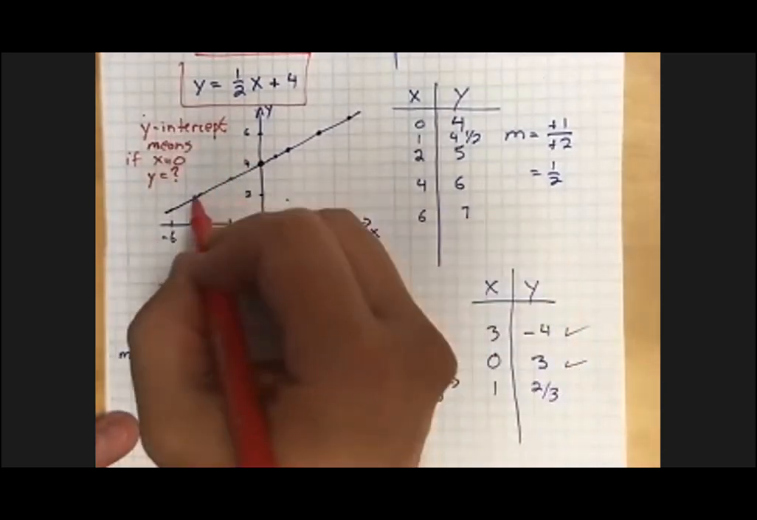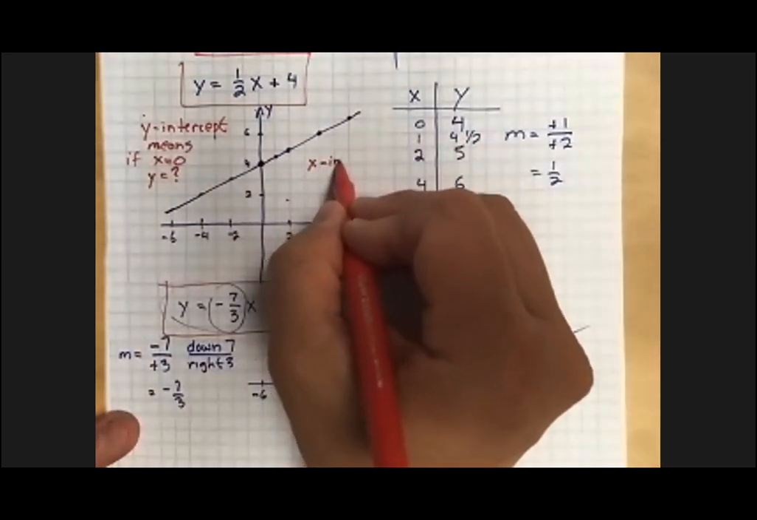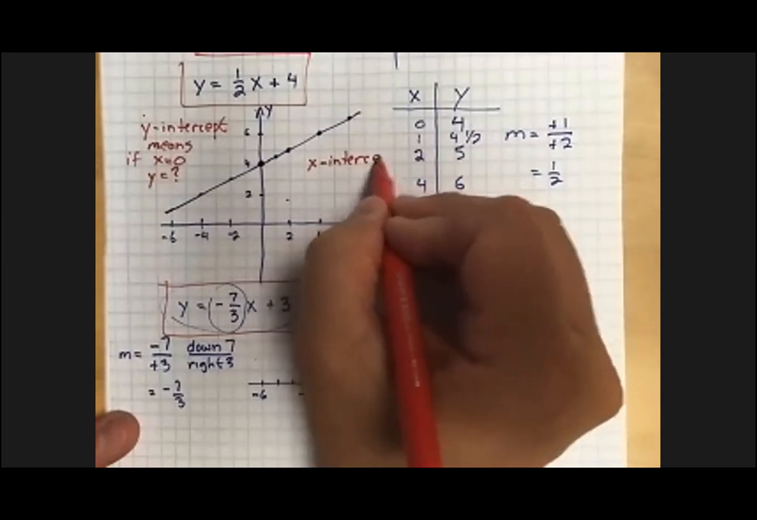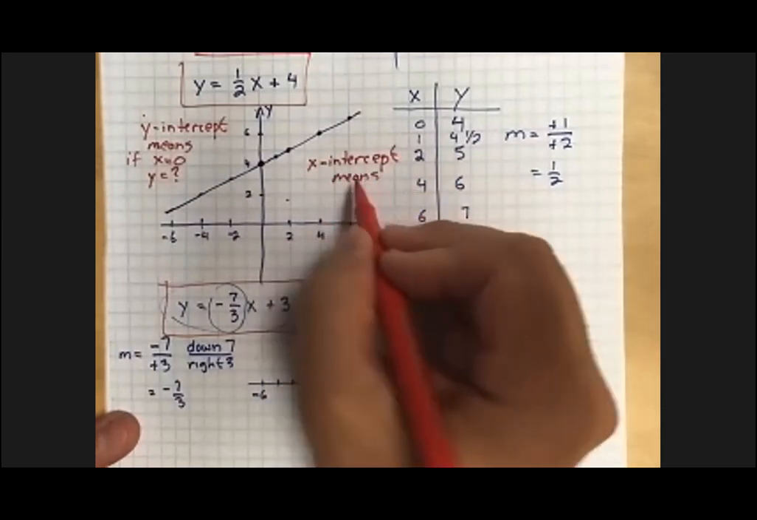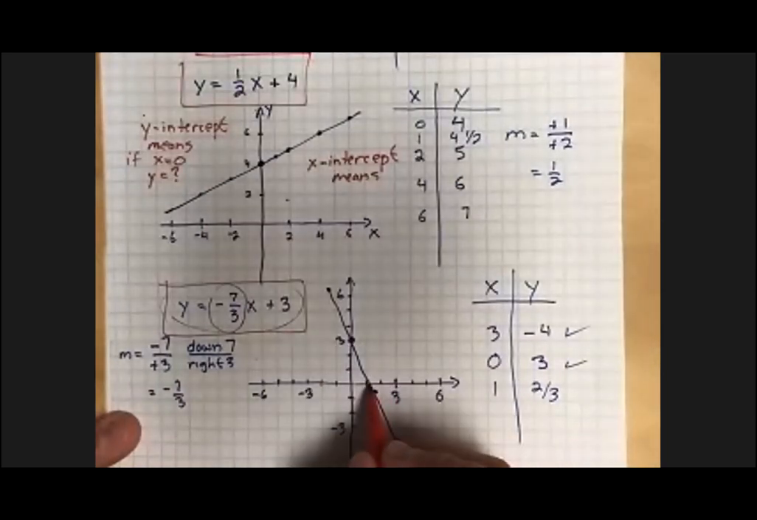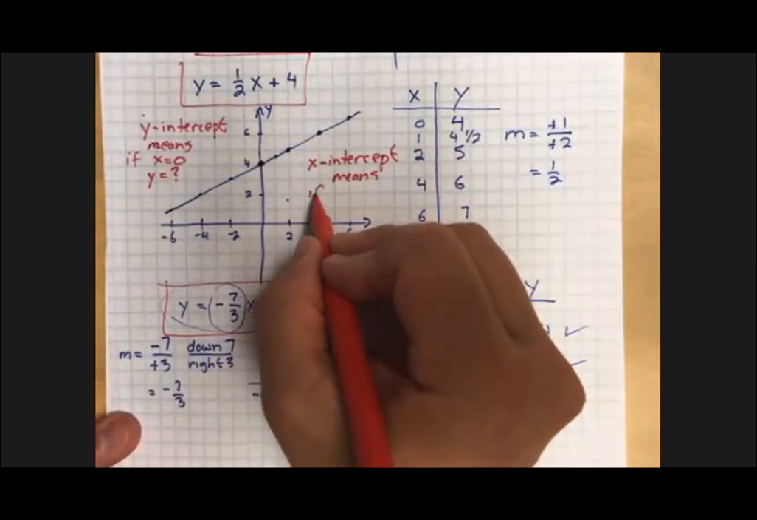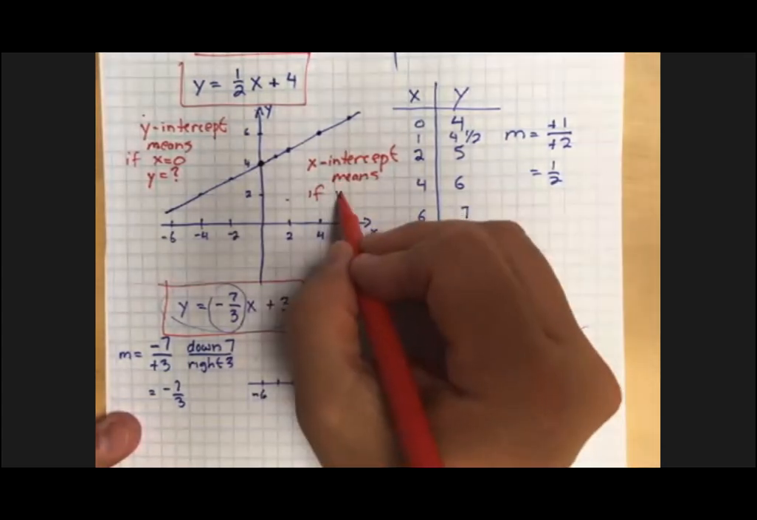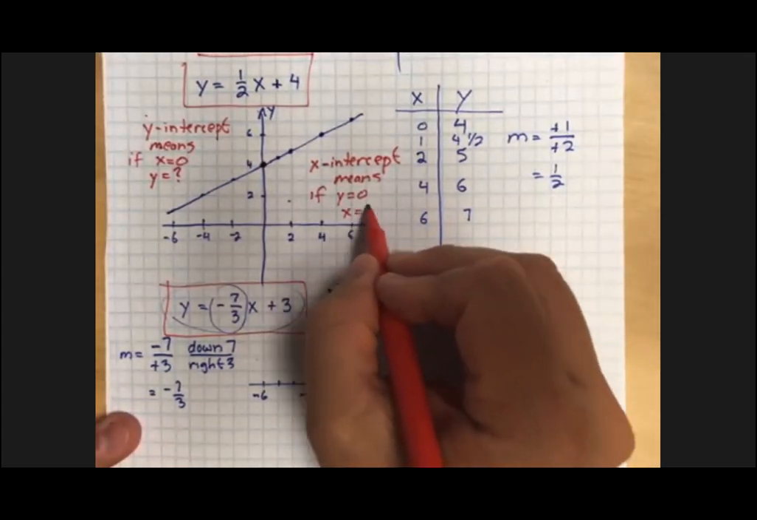You can also do the x-intercept. X-intercept means you don't go up and you don't go down. X-intercept is where you cross the x-axis. And if you don't go up or down, then the y is 0. And you find out what x is.